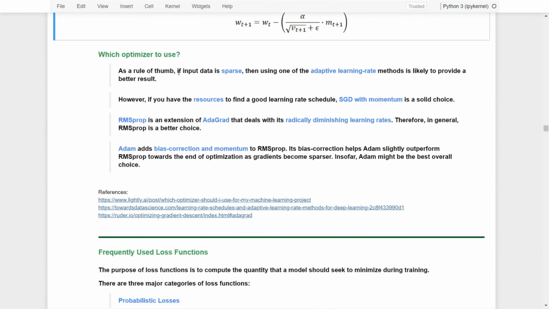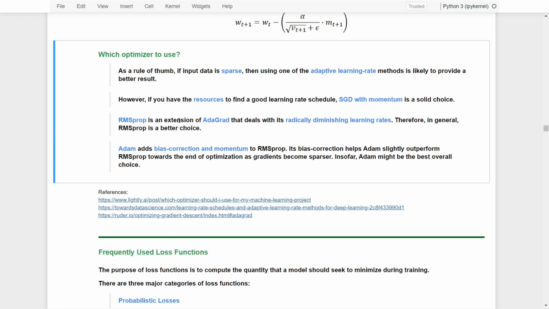As a rule of thumb, if the input data is sparse, then we much prefer to use the adaptive learning methods, because they will likely provide better convergence and better results. However, if you have the resources to find a good learning rate schedule, SGD with momentum is a very solid choice. If you have enough computational resources and you do not mind a very slow learning rate schedule, SGD with momentum is also a very good choice.